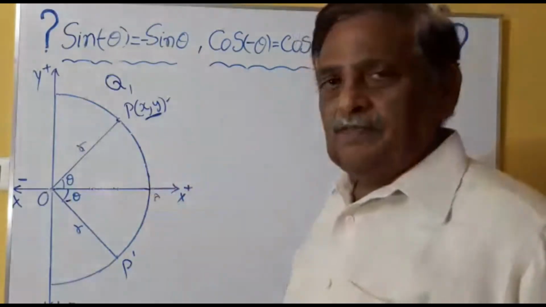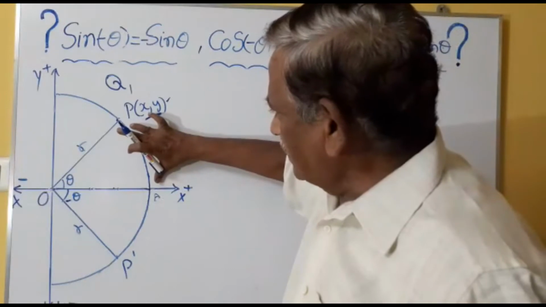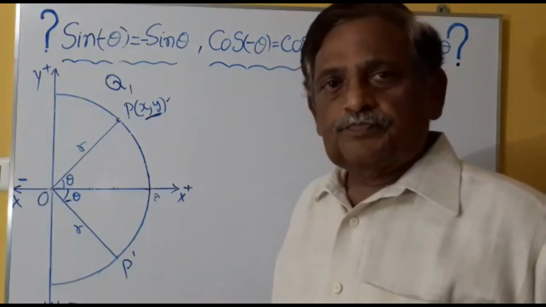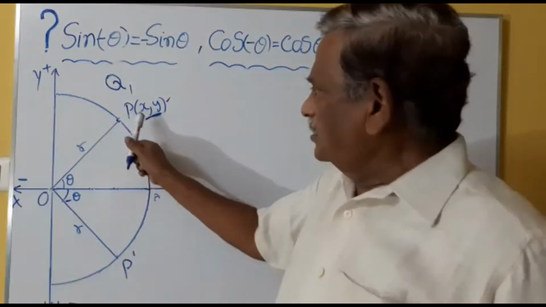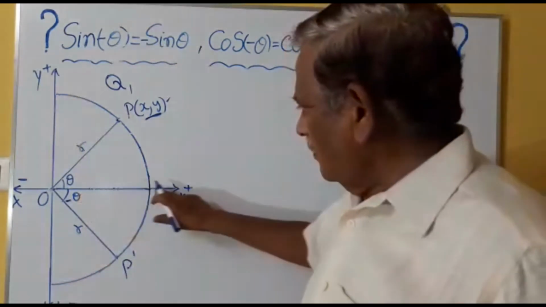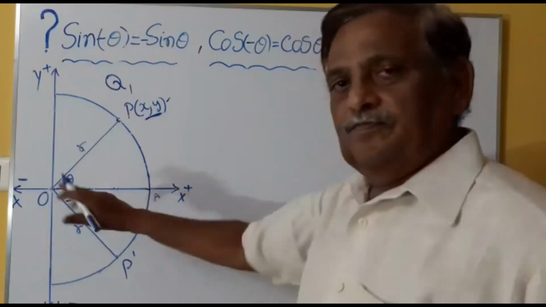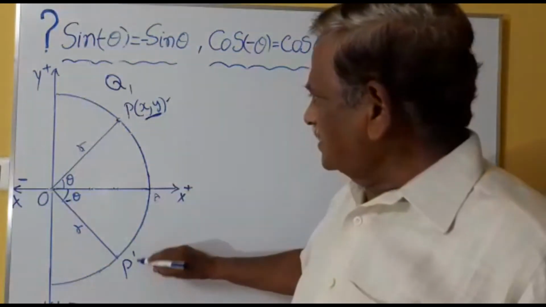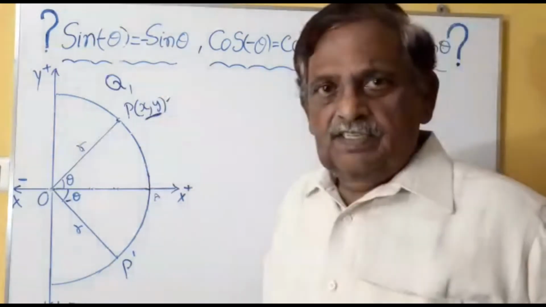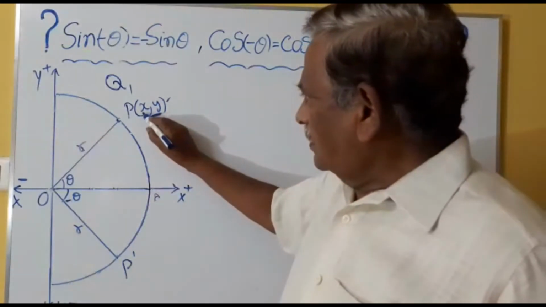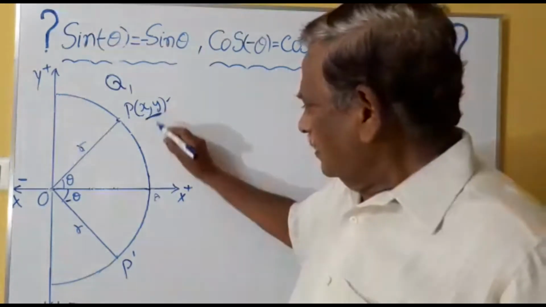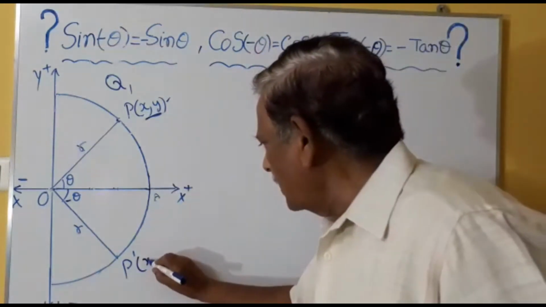They intersect equal arcs on the circle. Therefore AP equal to AP dash. That is, these two are mutually reflected points in x-axis. P dash is the reflected point of P and P is the reflected point of P dash. Therefore, since coordinates of P are x comma y, the coordinates of P dash also x comma y.